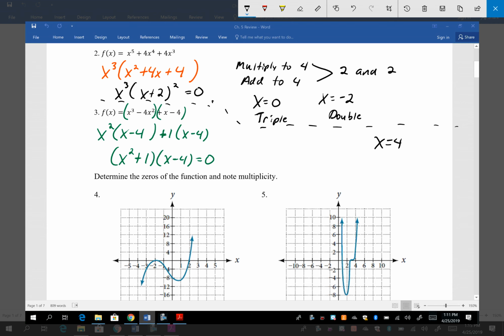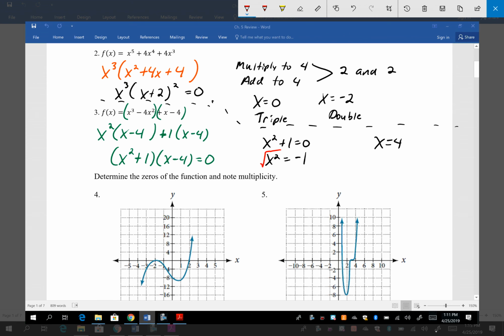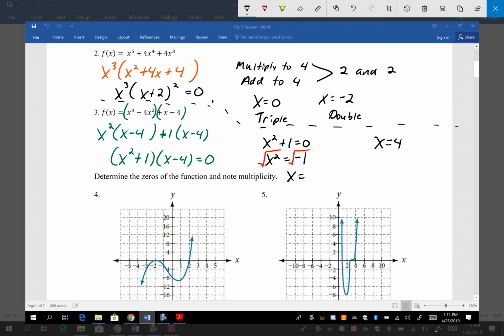Very good. Now let's make sure everyone knows how you did that, Susanna. You move the 1 over. What does it become? -1. How do I get rid of that x squared? Take the square root. And the square root of -1 is literally i.